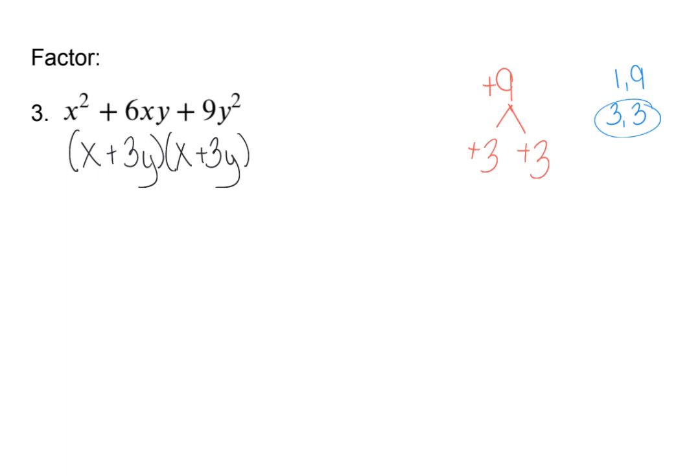Now think about if you were to FOIL this. X times x would give me this x squared. X times 3y and x times 3y would both be 3xy's. And when you put those two together, you would have 6xy's from the middle two terms. And last, you would have 3y times 3y, which would give you 9y squared. So there is your factored form.